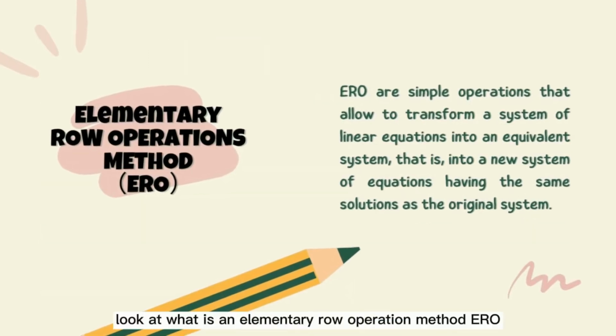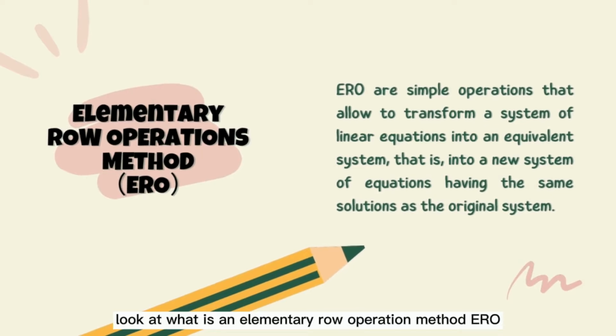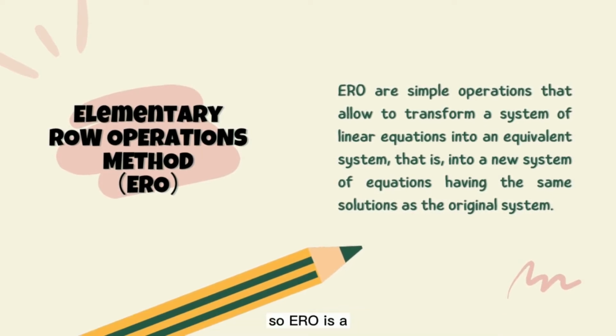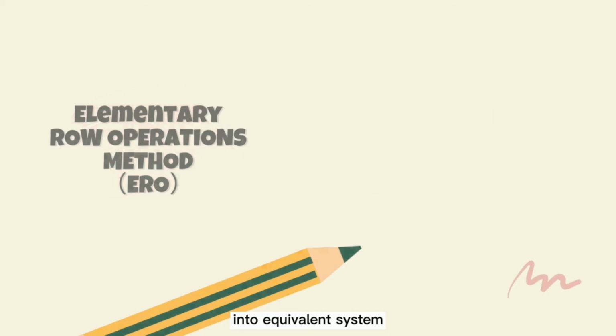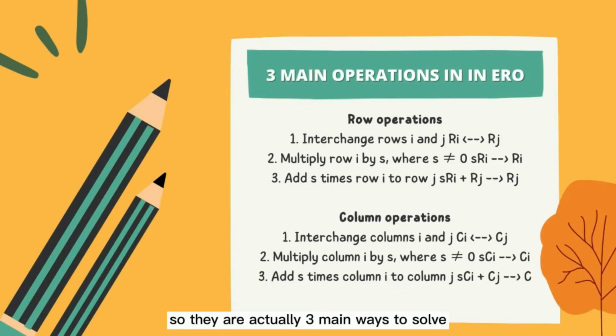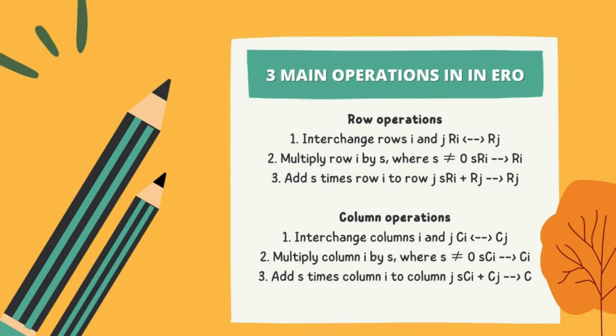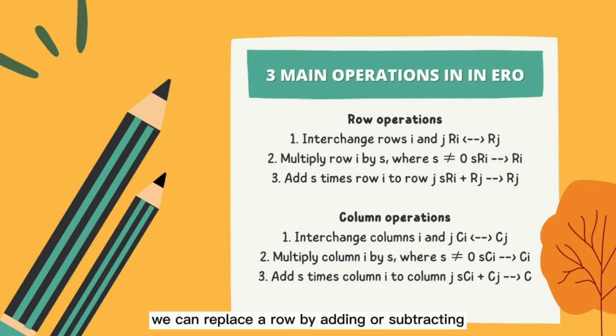Now we look at what the elementary row operation method, ERO, is. ERO is a simple operation that allows us to transform a system of linear equations into an equivalent system. There are actually 3 main ways to do ERO. The first one is to swap rows. The second one is to multiply or divide each element in a row by a constant. Thirdly, we can replace a row by adding or subtracting a multiple of another row to it.